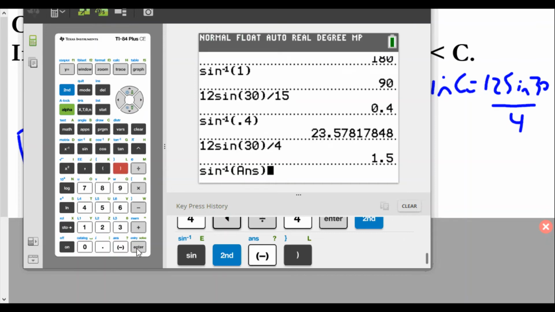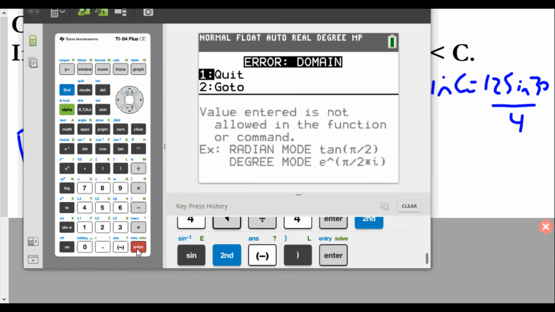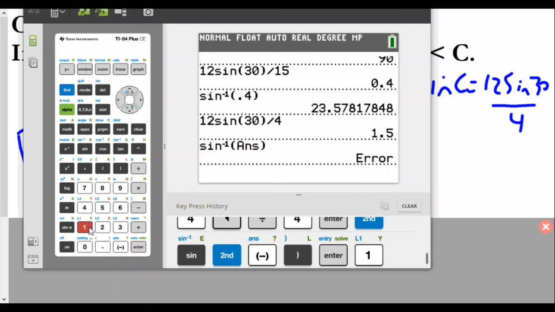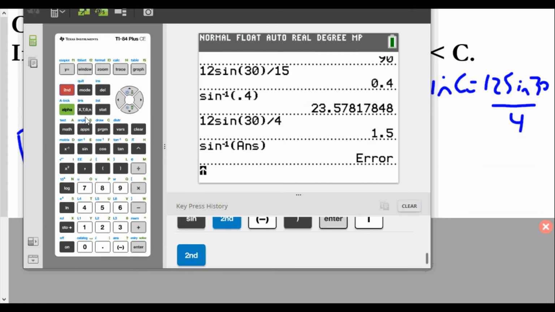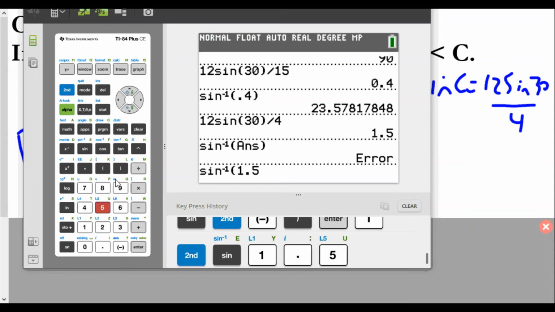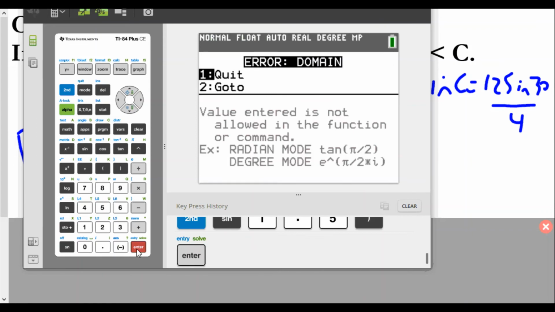Okay? And I'll get an error, domain. Maybe I should try this again. Maybe I'll try second sine. Let's just try plugging in the number then. Second sine, 1.5. Maybe there was something wrong before. And we have error domain.